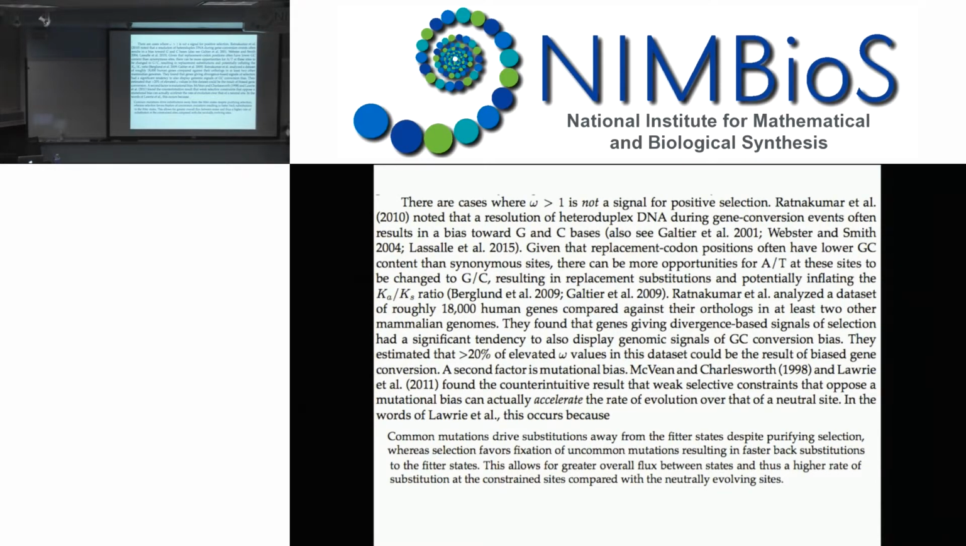The second interesting feature is if I have a weak selective constraint that opposes a mutational bias, that can actually accelerate the rate of evolution over a neutral site. The reason is the mutations take you in the wrong direction, and selection drives you back, so these continual cycles of fixation give you a higher rate of fixation than neutrality. So both these things are potential things that can inflate the ratio.